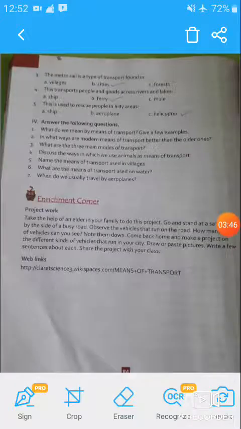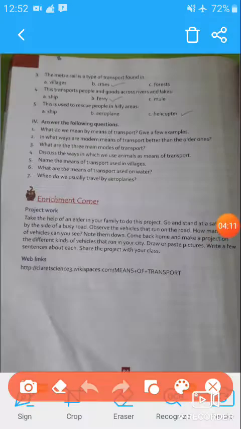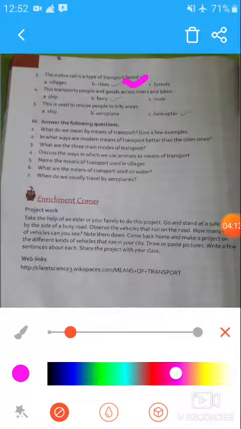Now students, look at question number 3: the metro rail is a type of transport found in. So students, in cities people travel by bicycles, scooters, auto rickshaws, cars and buses. Some cities also have the metro rail and local train. So students, here option B, city, is the correct option.